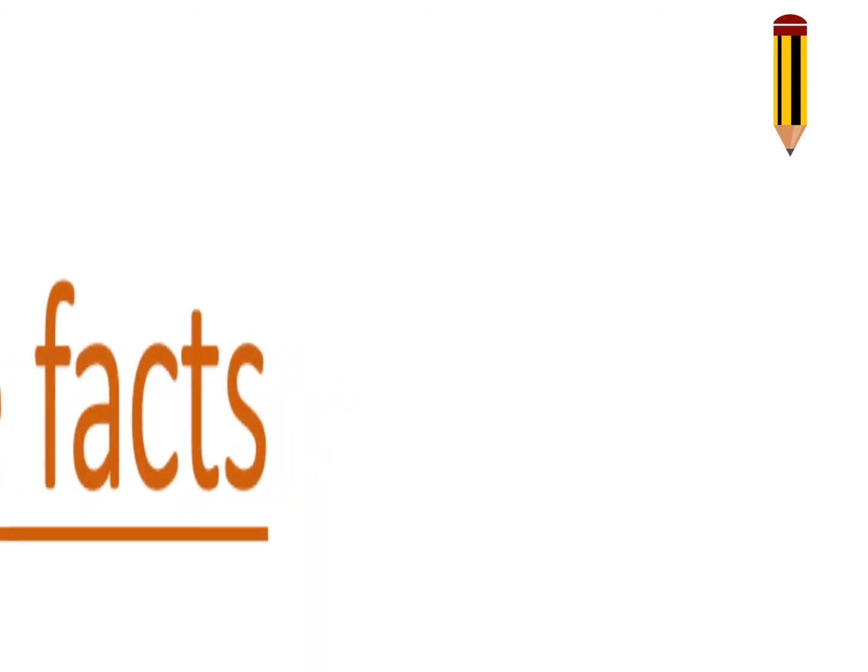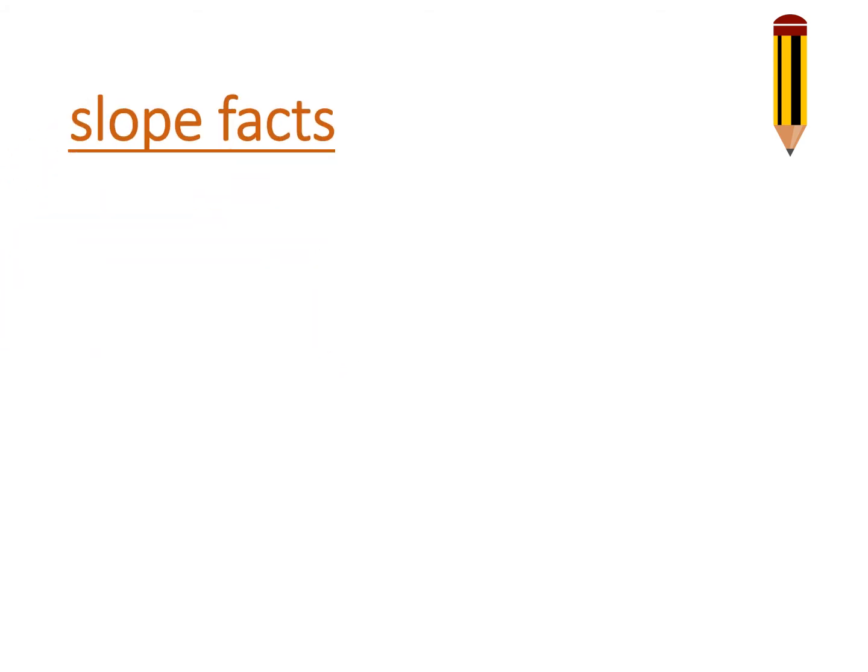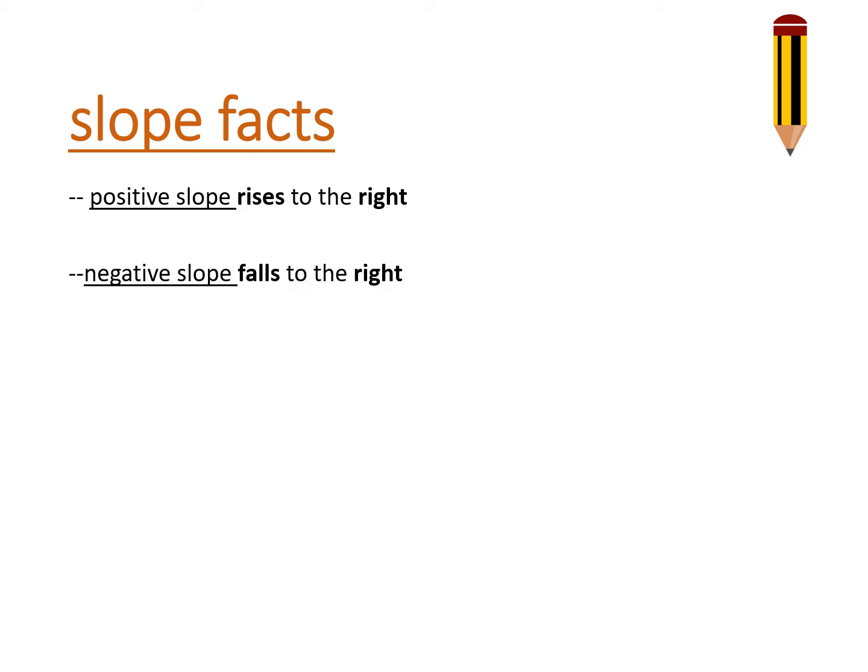All right, so now let's talk about some slope facts that are super important for what we are learning today. The first slope fact we want to talk about is positive versus negative slope. If we have a positive slope, that is going to rise to the right. It's going to grow as we read from left to right. It's going to get higher. A negative slope is going to fall to the right. So as we go from left to right on the graph, it's going to go down.